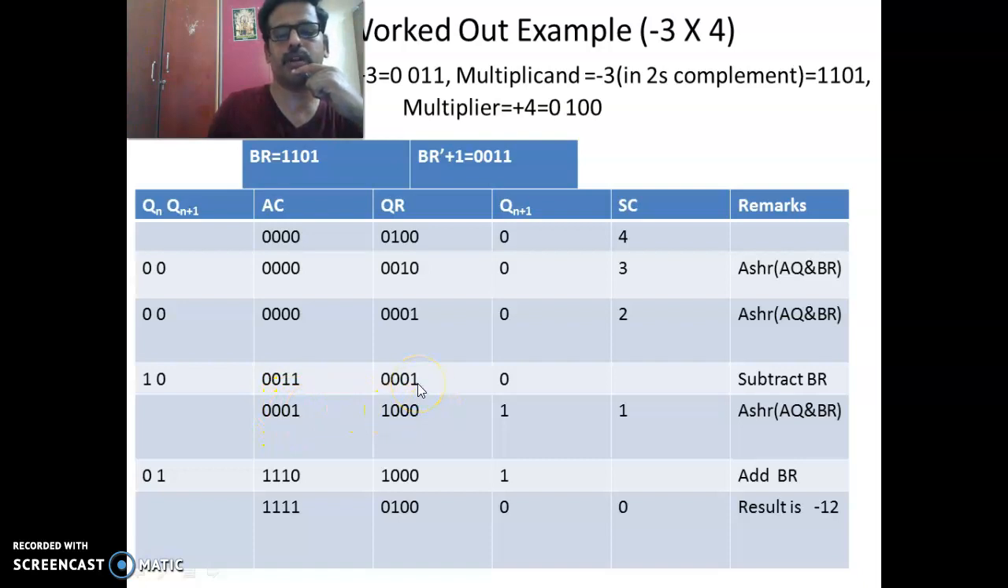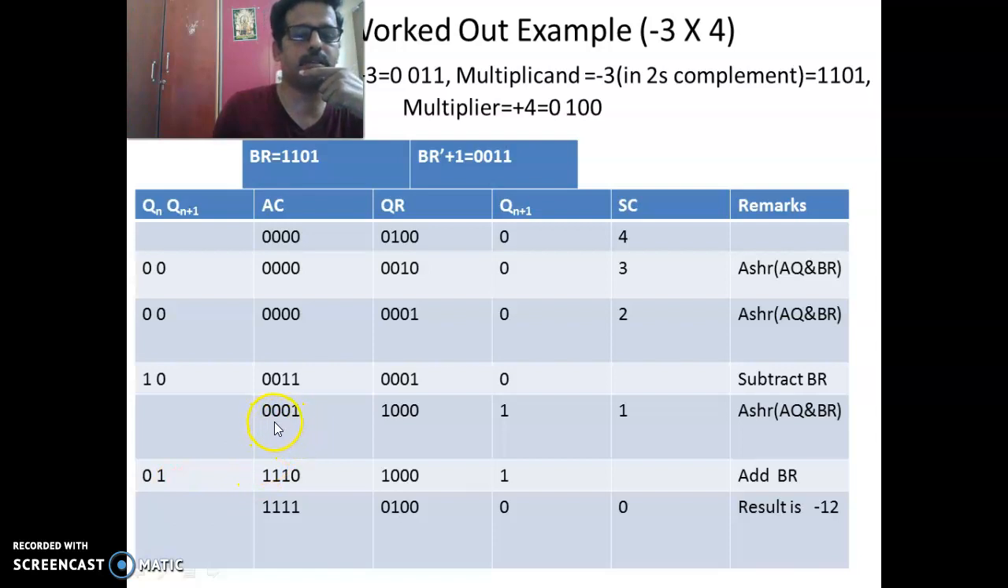So here we are going to get the rightmost significant bit as 1, and then decrement the sequence counter by 1. We will be getting 1 now. Now the value of Qn, Qn plus 1 is 0 1. 0 1 means what we need to do? We need to add BR with AC and store the result back to AC.